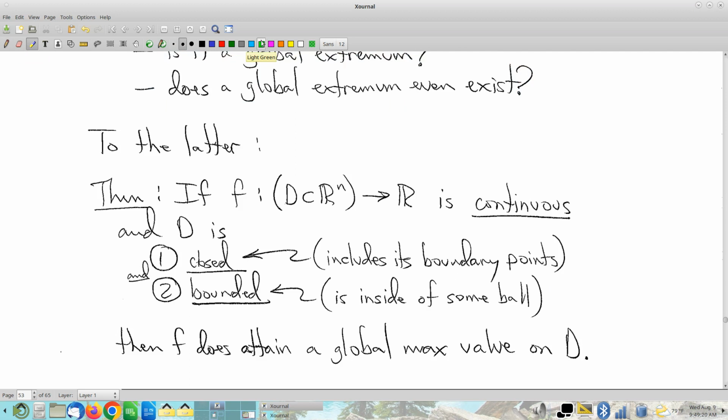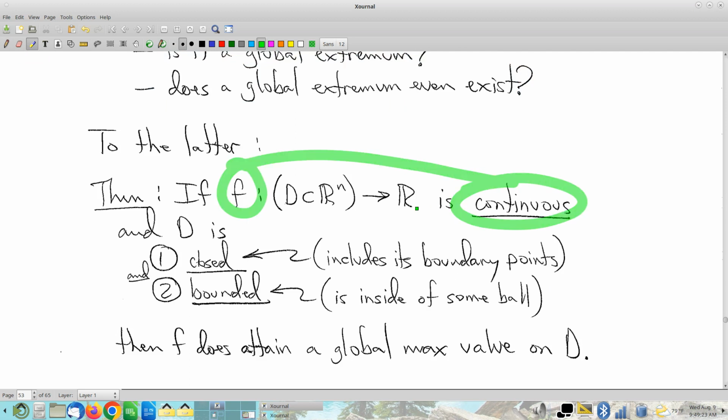What you need is for your function to be continuous. You need for your domain to be closed. That means it has to include all of its boundary points. And your domain has to be bounded. It can't run off to infinity in any direction, or said succinctly here, you have to be able to fit it inside of some ball, or even easier perhaps, you have to be able to put it in a box. If you can't fit it into a box, then it's not bounded. Does that make sense to everybody?